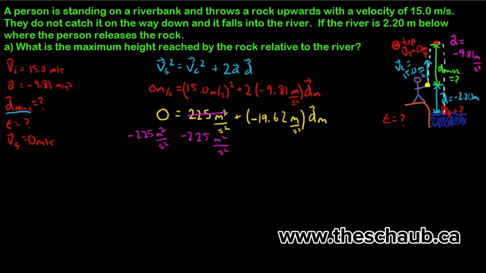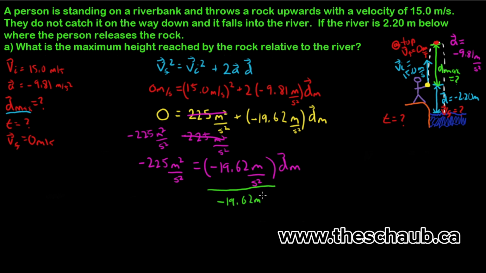So on this side, it just cancels because 225 minus 225 is 0. And on this side, we're left with negative 225 meters squared per second squared is equal to negative 19.62 meters per second squared multiplied by our d max. And lastly, to get our d max all alone, it's being multiplied by negative 19.62, so we have to apply the opposite. So we divide both sides by 19.62 meters per second squared.